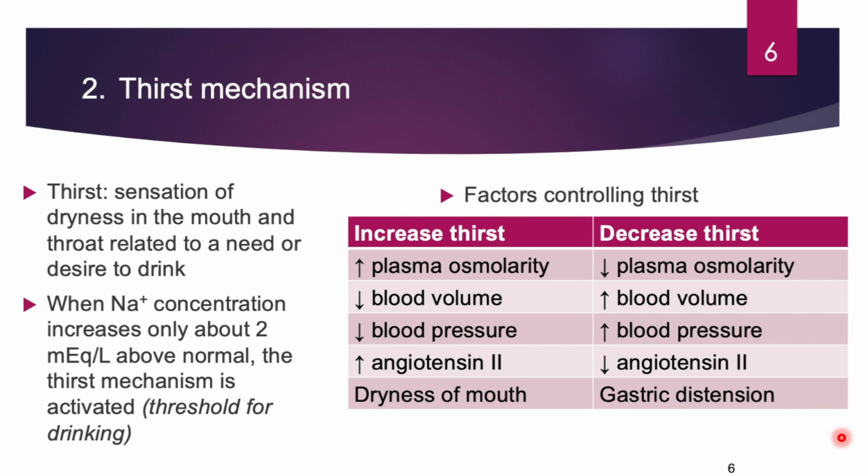There are several factors that may increase or decrease the sensation of thirst. Factors that may increase thirst include increase in plasma osmolarity, decrease in blood volume, decreased blood pressure, increase of angiotensin II, and dryness of mouth. Whereas the factors that may decrease thirst include decrease in plasma osmolarity, increased blood volume, increased blood pressure, decrease in angiotensin II, as well as gastric distension.